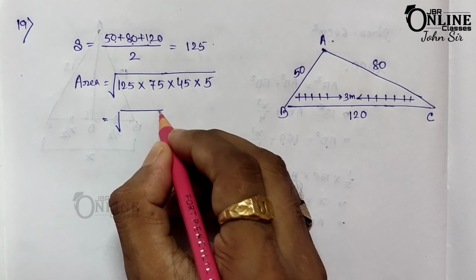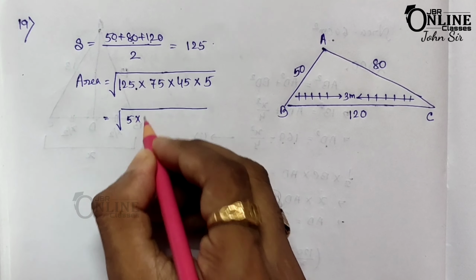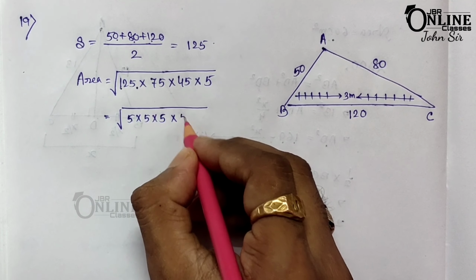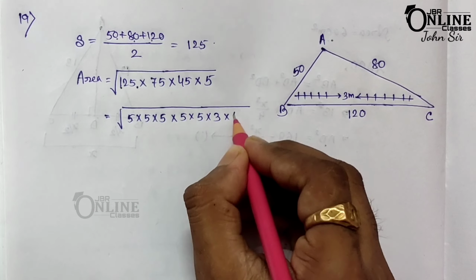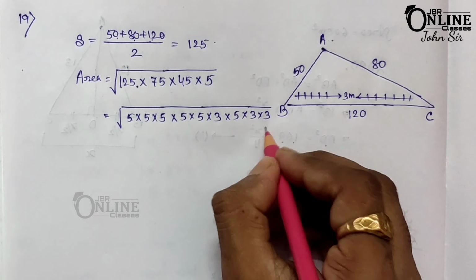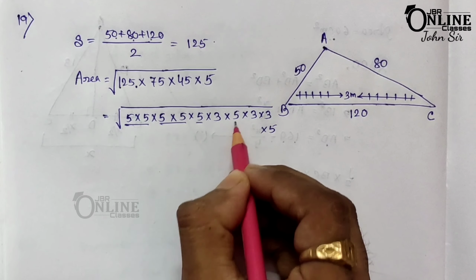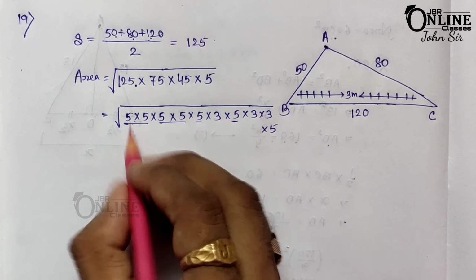Clear? Okay, so now 125 means 5 into 5 into 5. Okay, next one 75 means 5 into 5 into 3. Then 45 means 5 into 3 into 3, and the last one here also 5. So how many 5s here? 2, 2, here also another one. Okay, so that means here 1, 2, 3, 3 pairs.